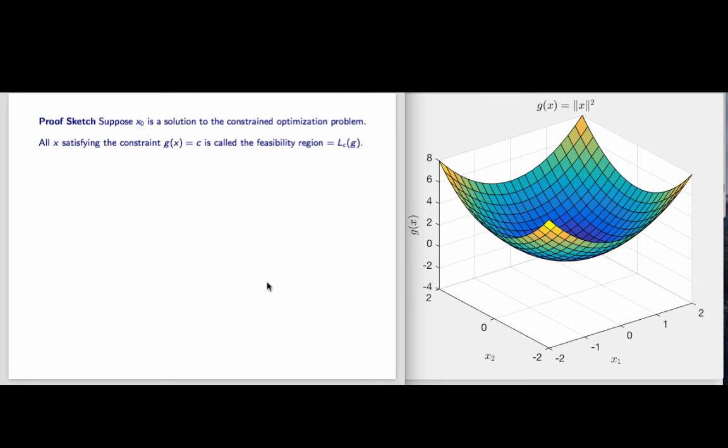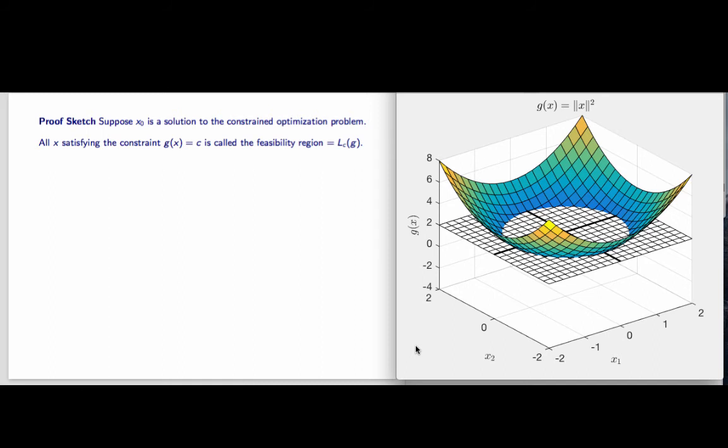Well, all x satisfying the constraint g of x equals c is called the feasibility region. But notice, all x satisfying g of x equals c, well, that's precisely the definition of a level set. So suppose g of x is equal to the norm of x squared. This is just an example. We can see the level set if I chose c is equal to 2. Right, we see here all x satisfying g of x is equal to 2 is given by a circle. Okay, so that circle is my feasibility region.